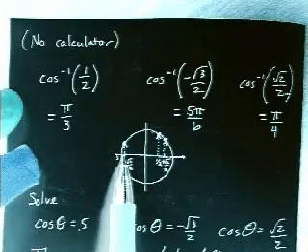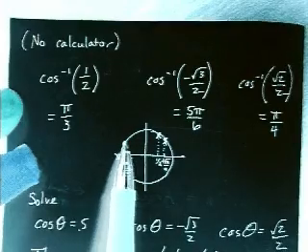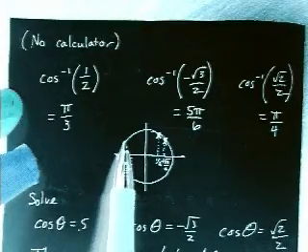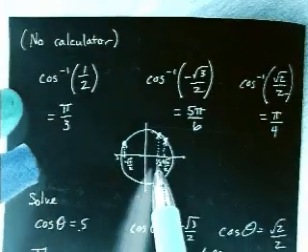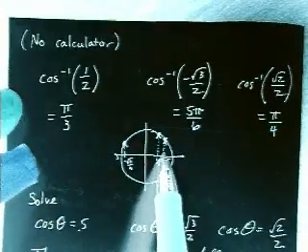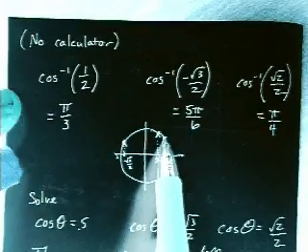Cosine inverse negative radical 3 over 2. Well, negative radical 3 over 2 is way over here on the edge of the circle. Following it up, I hit 5 pi over 6. Cosine inverse radical 2 over 2, same question we asked just a few minutes ago. It's going to be pi over 4.